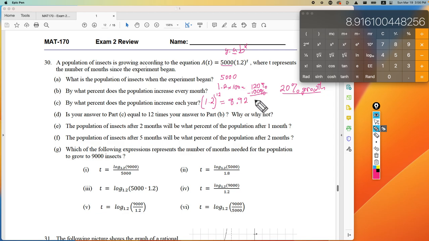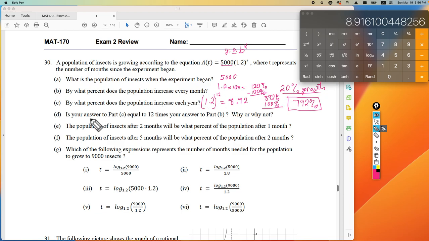Remember, that's a percentage, so we multiply by 100, that's 892%. And again, we started with 100%. We always start with 100%. So that is a 792% annual growth rate. And notice if we took 12 times 20, that'd be 240%, which sounds big, but this is an exponential growth. This is what we get.